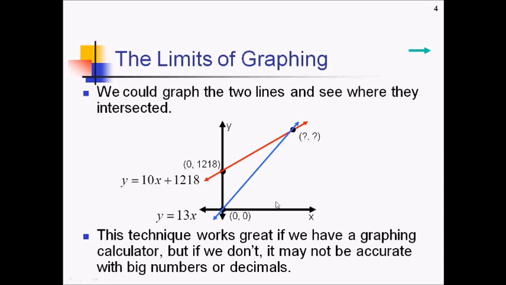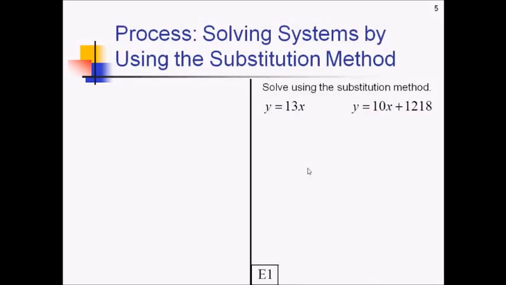The difficulty here is this works great if you have a graphing calculator, but what if you don't? And even if you do, you still have to mess with the window to figure out that spot. If you're just using graph paper, then you're just kind of estimating, and you might not be as accurate as you need to figure out who wins a race. So we need something else. Trying to solve this by graphing is like trying to perform delicate surgery with a sledgehammer.